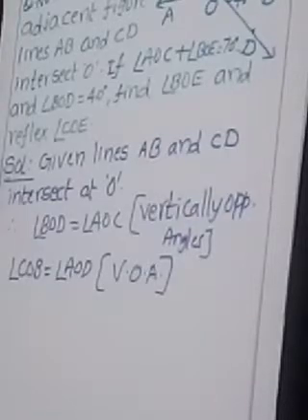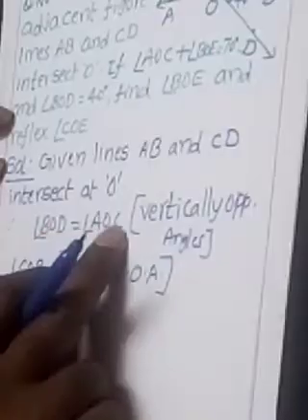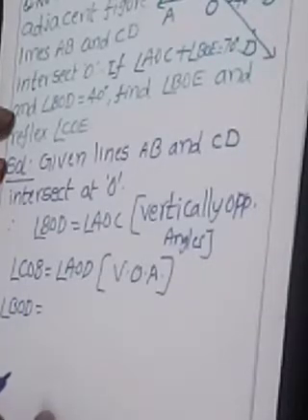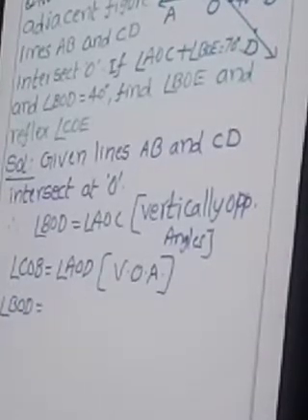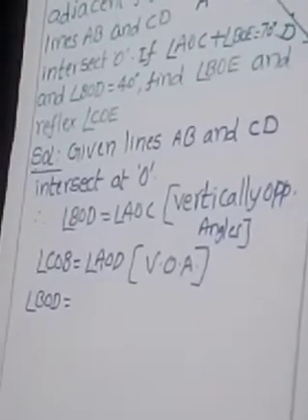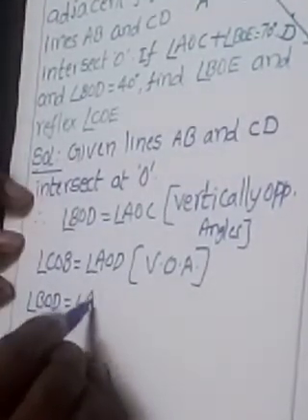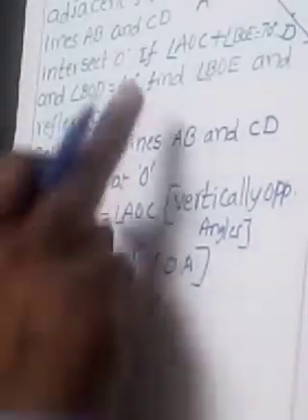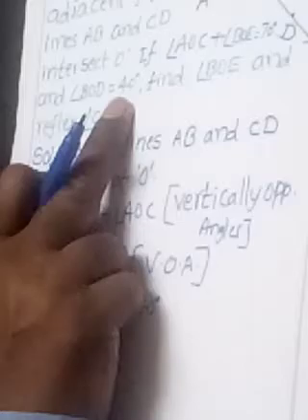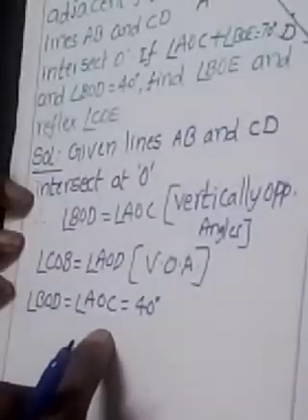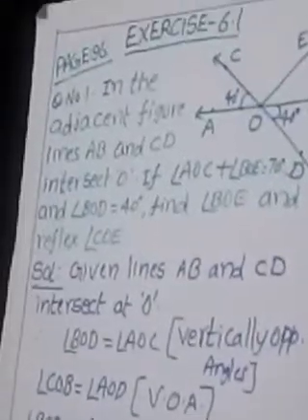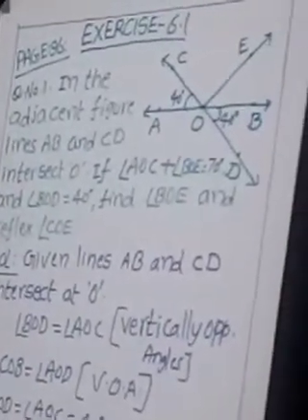Now come to the given data here. So here what can you write? Angle BOD is equal to angle AOC is equal to 40 degrees, because already given in the question, angle BOD is 40 degrees. So angle AOC is also 40 degrees. Understood this figure, my dear children?